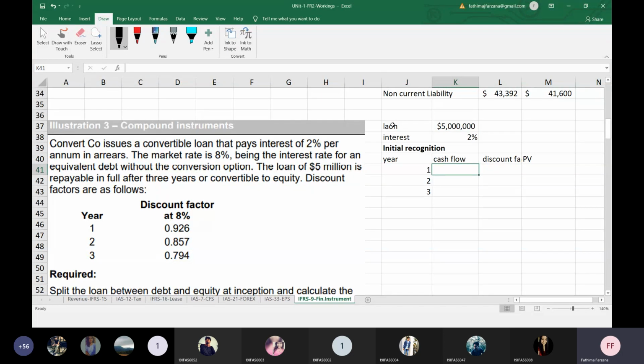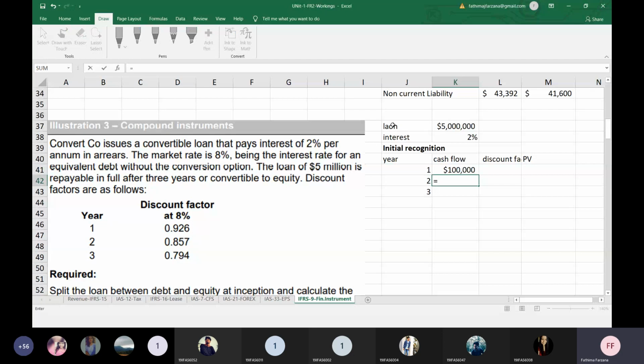First year, will you pay 5 million? Repay? Third year, repay. Third year only you'll do. So first year, what will you pay? Interest. How much is the interest? 2% of 5 million. Okay, 5 million into 2%. So $100,000 is your first year interest.